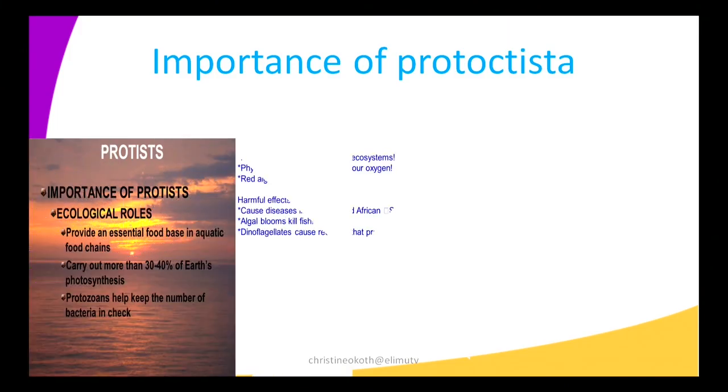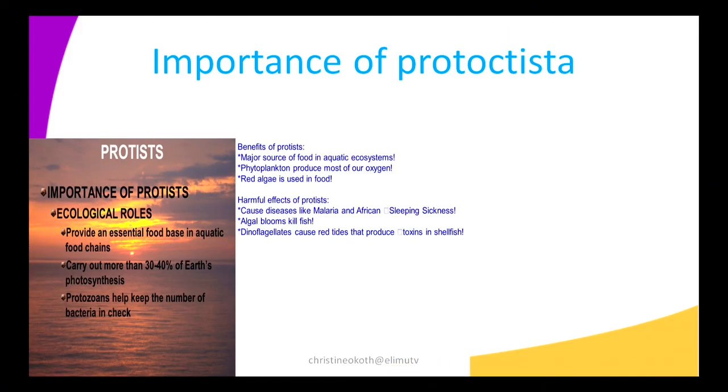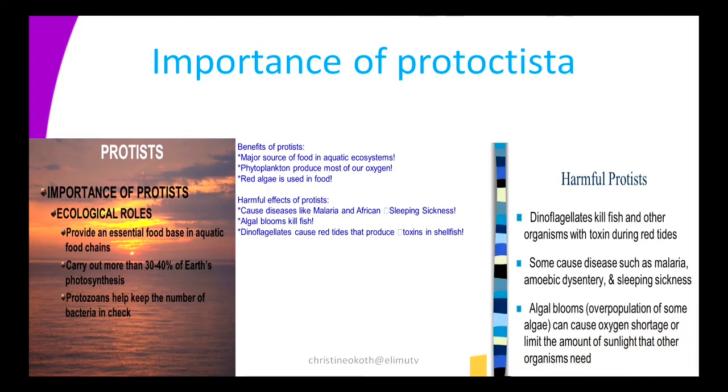So we look at the importance of Protoctista. There are some which are harmful, but there are some which are beneficial to the ecosystem and human beings at large. The first important thing is in relation to ecological roles. Number one, they provide an essential food base in the aquatic food chain. Some of them are used as food items by other organisms, especially aquatic organisms. Then they carry out more than 30 to 40% of the Earth's photosynthesis.